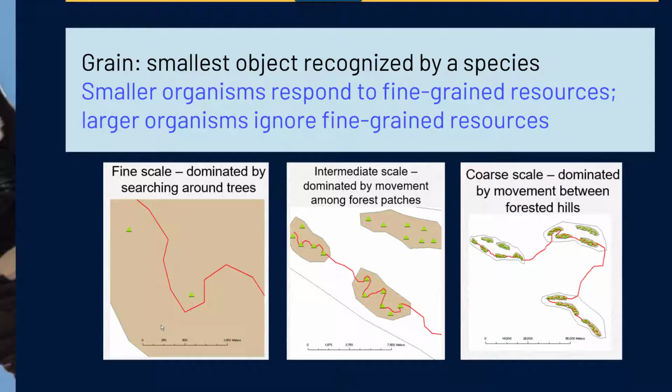And finally, on a coarse scale, we see that the movement of animals between different forest hills or different forests is going to occur at a much larger scale and thus give us some information regarding the viability of these different forest regions or patches.